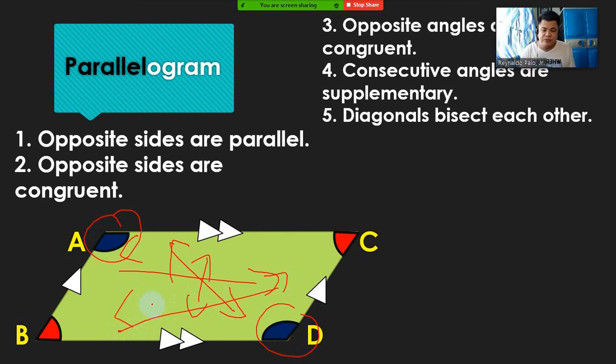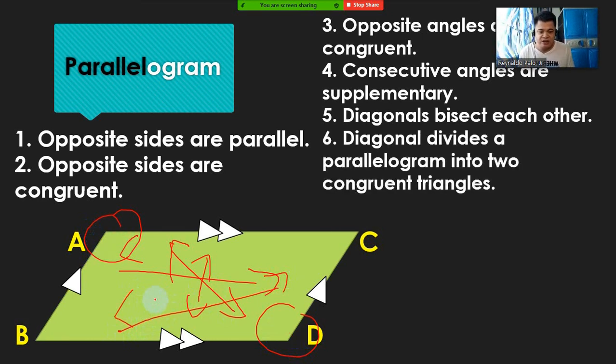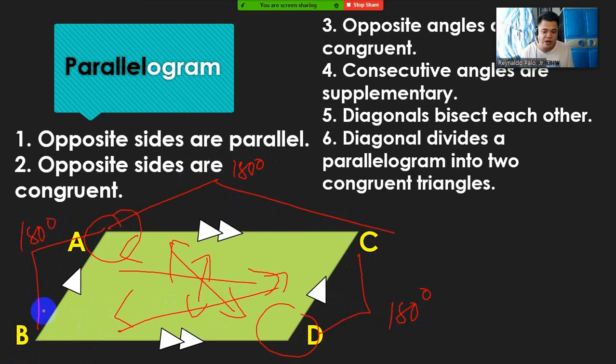Then number 4, consecutive angles are supplementary. What do we mean by that? When we say supplementary, it's a term in geometry wherein when you add the two angles, the sum is 180 degrees. Consecutive means the angles come after each other. So when you add angle A and angle B, you will get a sum of 180 degrees. Angle A and angle C, a sum of 180 degrees. Angle C and angle D, a sum of 180 degrees. And lastly, angle B and angle D, you will also get a sum of 180 degrees. That's what we mean when we say consecutive angles are supplementary.